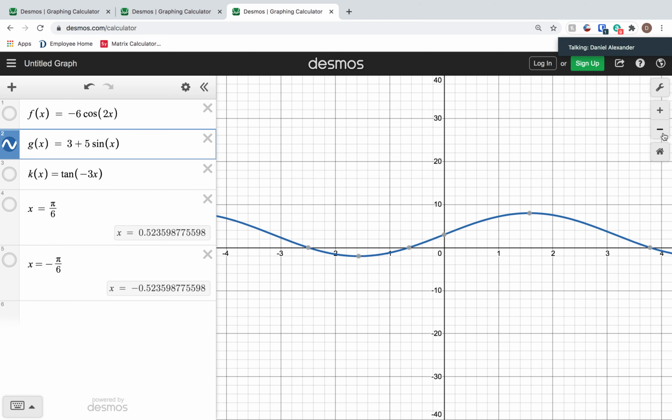Okay, and then what I want to do too is, I'm going to do something here. I'm going to graph the line. Here, let me add.